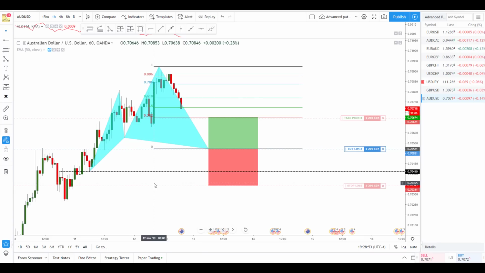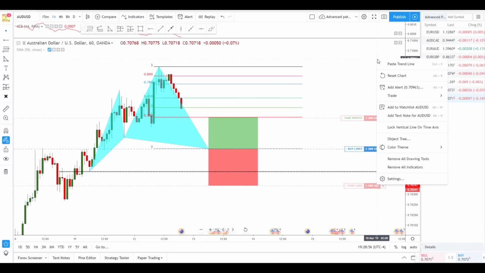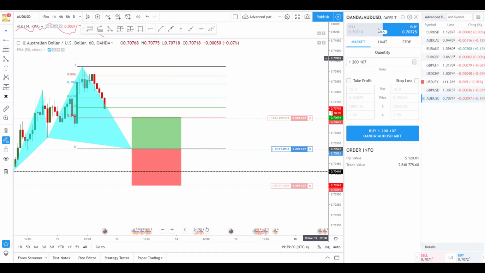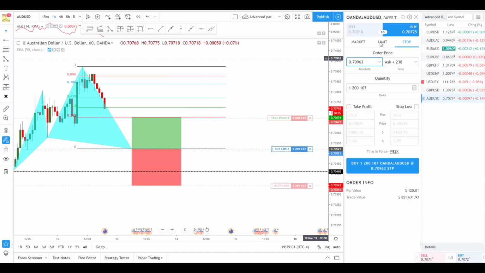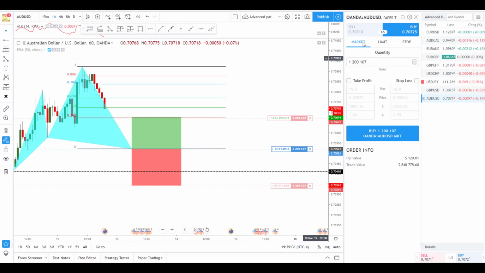Personally, I'm going to connect to the paper trading account that I have here on TradingView. Go to create new order as we just did. You can then choose between creating a market order, a limit order, or a stop order. I'm not going to go through exactly what each of these are. Let's pretend we're creating a market order. What we would do is go ahead and hit take profit and stop loss.